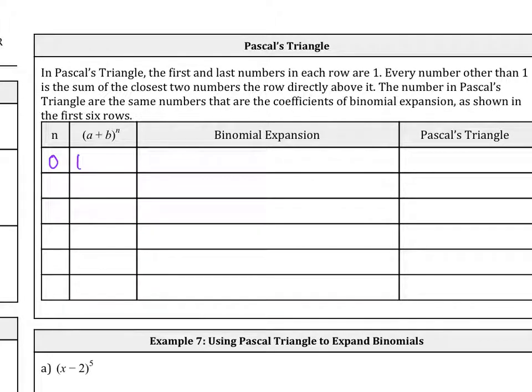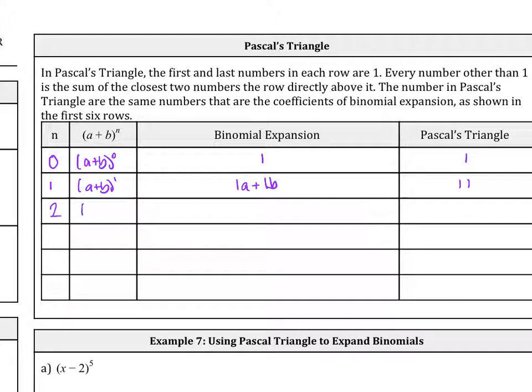Okay? And so that is (a plus b) raised to the 0 power. Remember that anything raised to the 0 power is 1. So in Pascal's triangle, that is the 1 at the top. Then let's look at degree 1, (a plus b) raised to the first power. Now you see that's just 1a plus 1b, which is the 1, 1.